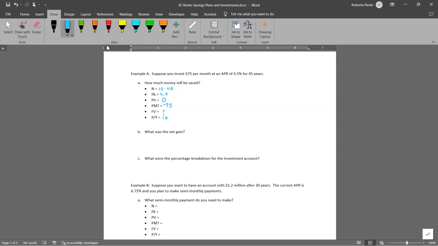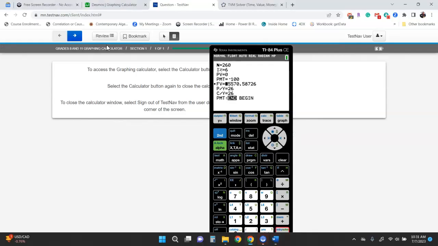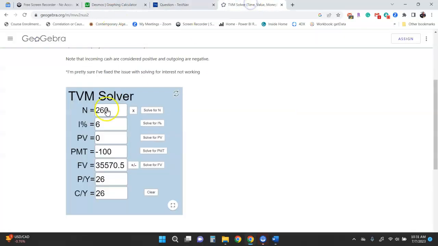So we're going to go over to our TVM solver and type in what we see. I'm going to use the online version. So we have 12 times 45. We had 4.5%. We're starting out with nothing. We're going to give $75 each month, and we're doing it for, let's see, 12 times per year. And again, the 12 automatically changes. The P/Y and the C/Y are the same, and it automatically changed.